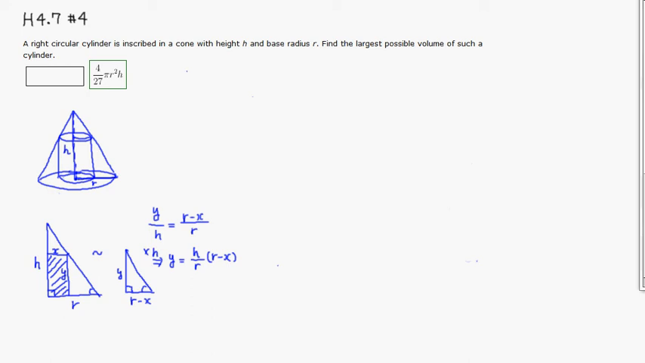All right, so the volume of the cylinder, V, is equal to pi times the radius, in this case x, squared times the height, y. Since we have a way to rewrite y in terms of x, plug this in here. So you have h pi over r, those are constants, then x squared times r minus x. If you want, we can distribute the x squared, so we can write it as h pi over r times rx squared minus x cubed.